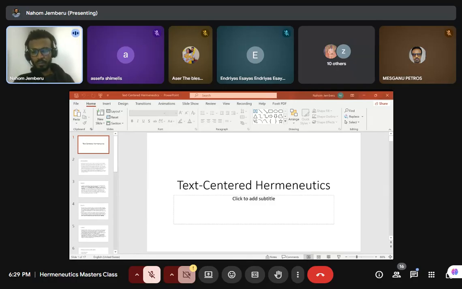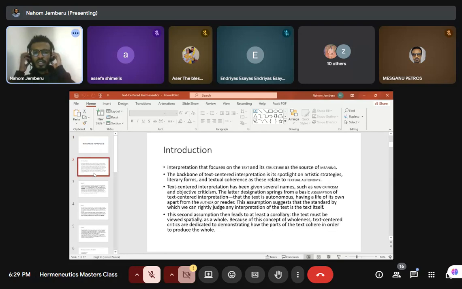Text-centered hermeneutics is another major approach when it comes to hermeneutics. This interpretation focuses on the text and its structure as the source of meaning. So in this approach, the desired meaning is the textual meaning, not the authorial meaning. Meaning lies in the text itself, not in the world of the author or behind the text. So it emphasizes that the text itself is sufficient in order to understand the text.